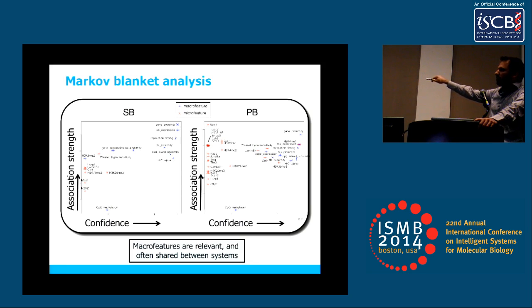They're mostly at the top right for both systems. So they are very important, and they are selected in the Markov blanket, which shows that they're really relevant here. Moreover, these macro features are mostly the same between the two systems, whereas if we look at the red ones, they're also selected in the Markov blanket, but they're mostly dissimilar between the two systems.